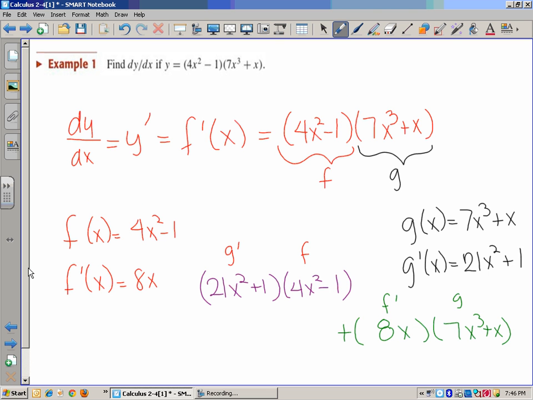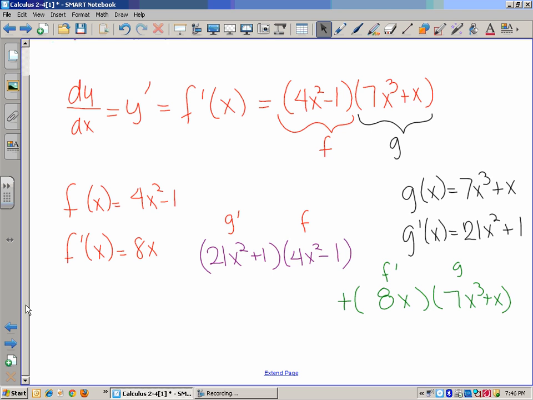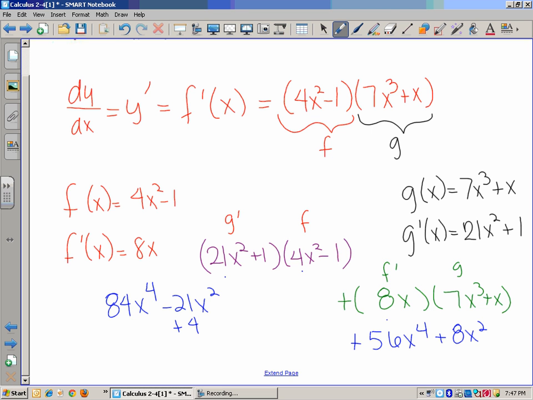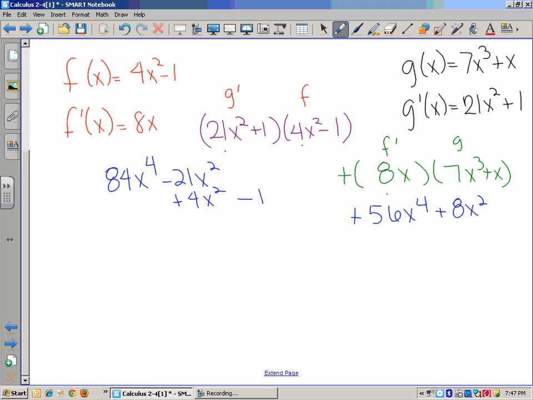Now, it'd be nice if I were done, but I'm not. I have to FOIL, first, outers, innards, and last, and I have to do that both times. So I'll do this one first because it's super easy. 56x to the fourth plus 8x squared. Now on this one, you might want to check your math, or check my math, I should say. I'm going to get 84x to the fourth minus 21x squared plus 4x squared minus 1.